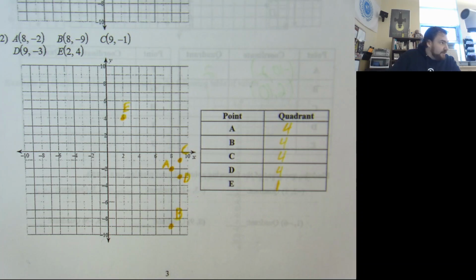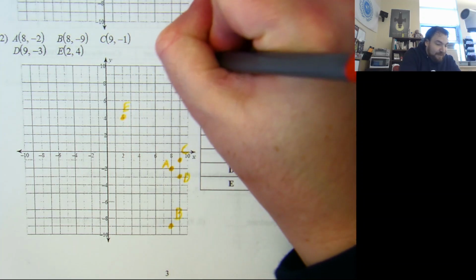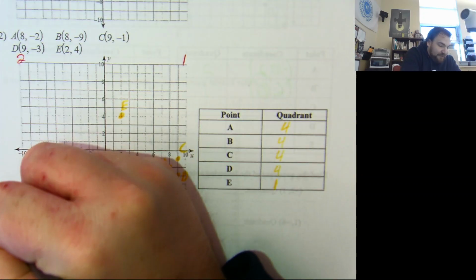You good, Ethan? You had done that one already, I think. That's page 3. I'm just going over the stuff I've assigned. How did you get 1, 4, 1? That's what mine says. Remember, the quadrants go like this: 1, 2, 3, 4.